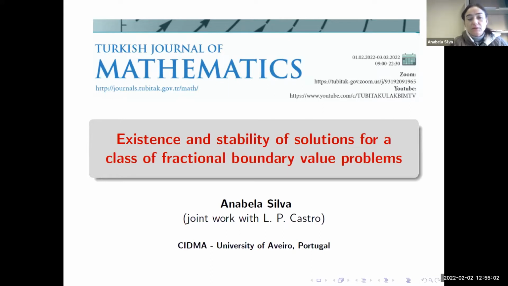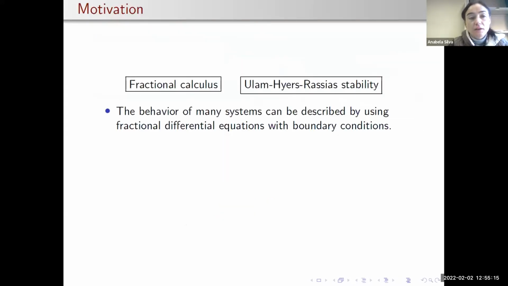My work is about fractional boundary value problems, a particular class of fractional boundary value problem. And this is a joint work with Professor Luís Castro, also from Portugal. Our motivation is on fractional calculus and Ulam-Hyers-Rassias stability. So we studied stability, in particular Ulam-Hyers and Ulam-Hyers-Rassias.